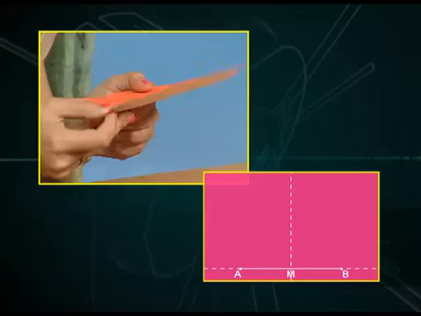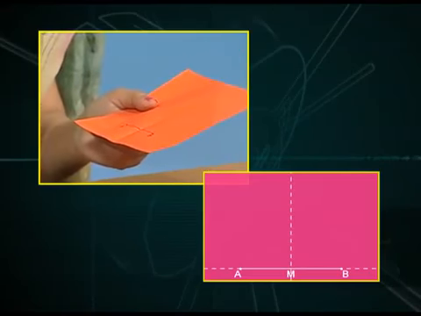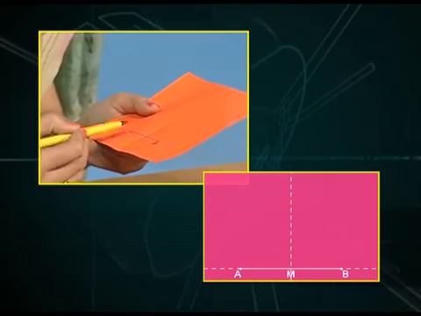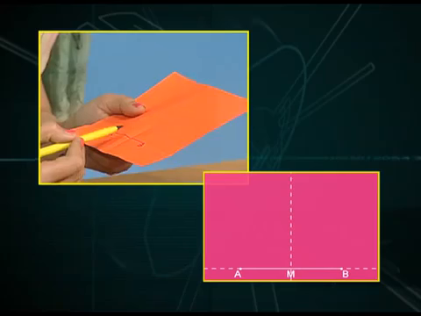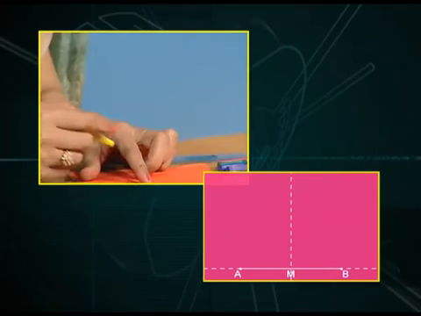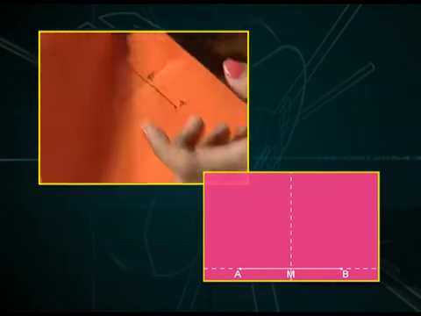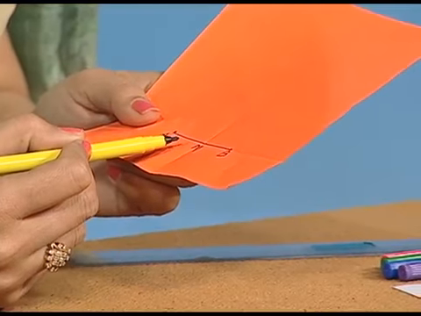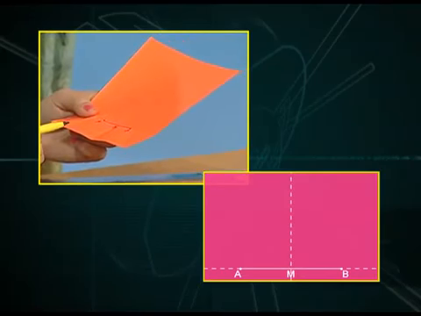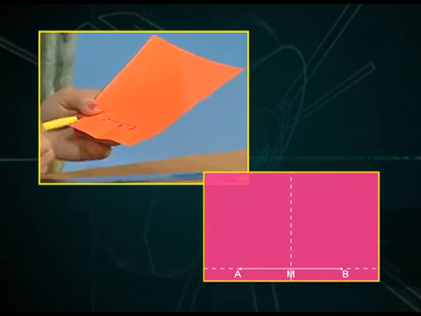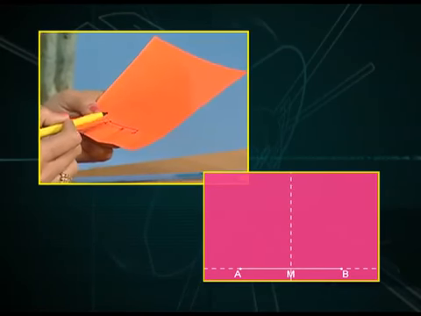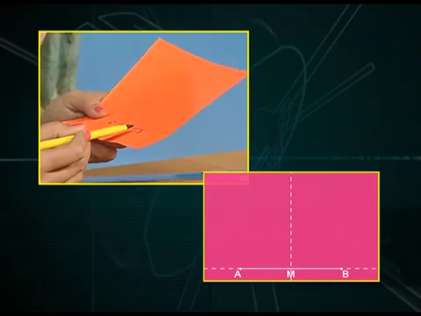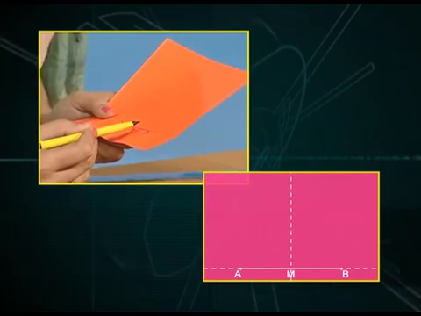Unfold this and observe that we get a new point on the line segment AB. Let us mark this point as M. What can you say about this point M? This point M is dividing AB into 2 equal parts. So, M is the midpoint of line segment AB.